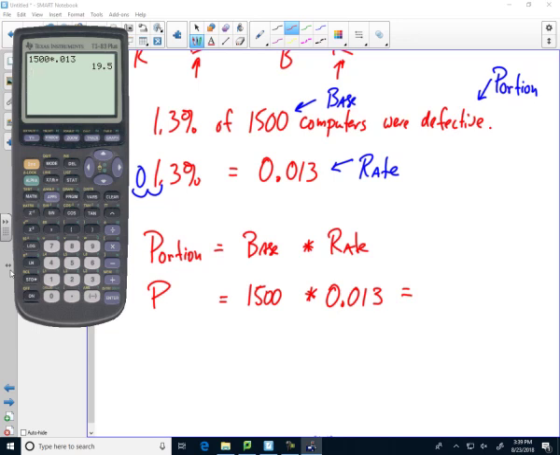What'd y'all get? 19.5. So basically 20 computers. You want us to round back to the- I'd round that one up. So it'll be 20. And these little squiggly lines here means about. I'm not very good at doing squiggly lines.